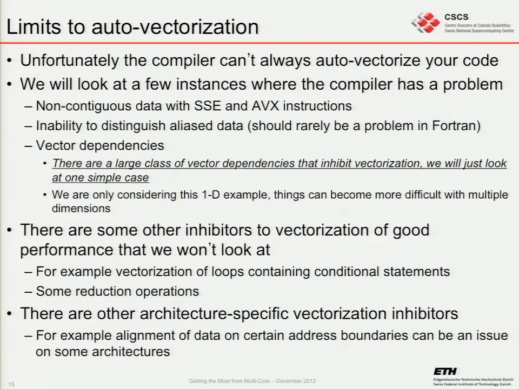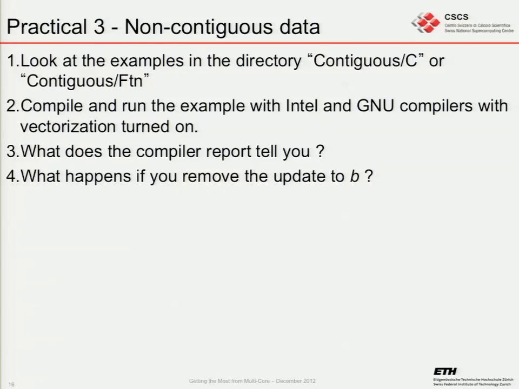So what we're going to look at now is the example of non-contiguous data, just to see what the compiler tells us in this case. We'll grab the contiguous example, either the C or Fortran version, run it with the Intel or GNU compiler with vectorization turned on, and see what the vector report tells us. And there's an update in there to B. If you remove it, does it make any difference? Is it then vectorizing when you take out the B statement?